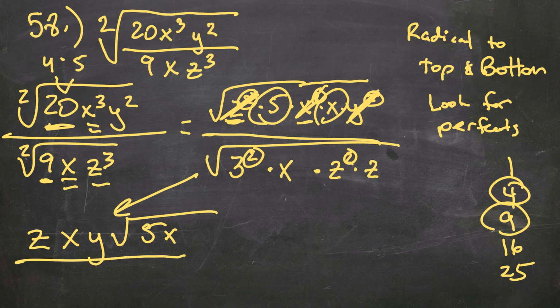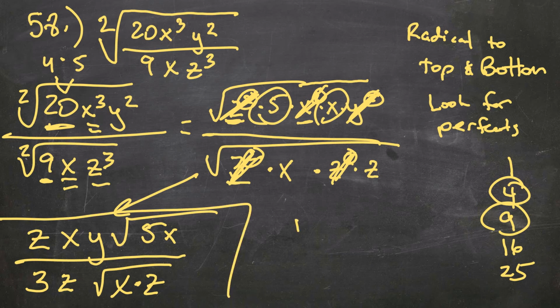Now the bottom, 3 gets to come out of the radical, because it has a little 2. Z gets to come out of the radical. And I'm left with x times z. Now remember, I still can't have a radical on the bottom, so I'm going to take this to the next page. I'm going to write that next page.